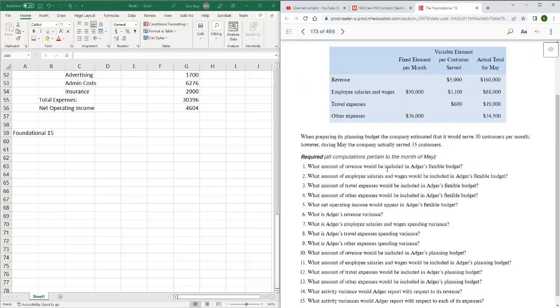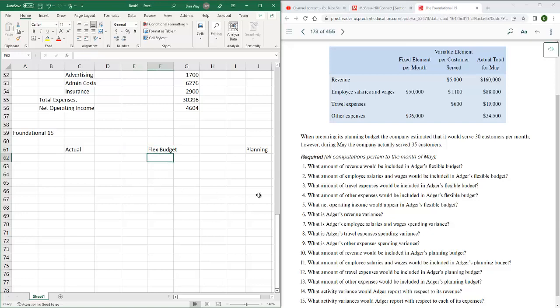So first, it says what amount of revenue would be included in the flex budget? So I'm going to go ahead and anticipate. If we glance down, they're going to ask us about the flex budget, some variances, some actual numbers, and then some numbers from the planning budget. So I'm going to throw all these together here. I'll leave a space for the planning budget, the flex budget, and then the actual results. In fact, let me move this over real quick.